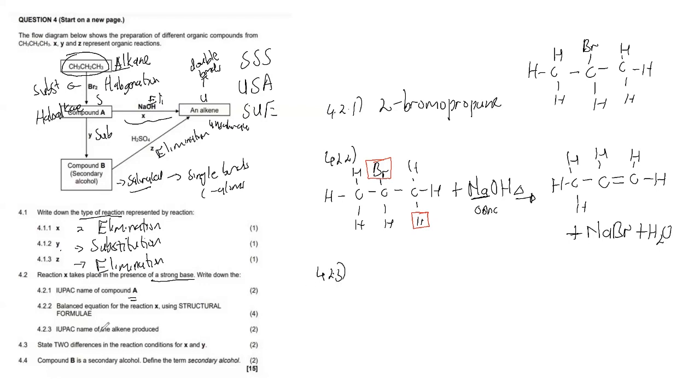Right. Then now, 4.2.3 says the IUPAC name of the alkene produced. What is the IUPAC name of this alkene? Now, if we start numbering from this side here, closest to the double bond, this is 1, 2, 3. So this becomes what? This becomes prop-1-ene instead. Prop-1-ene, or you can just say it's propene.